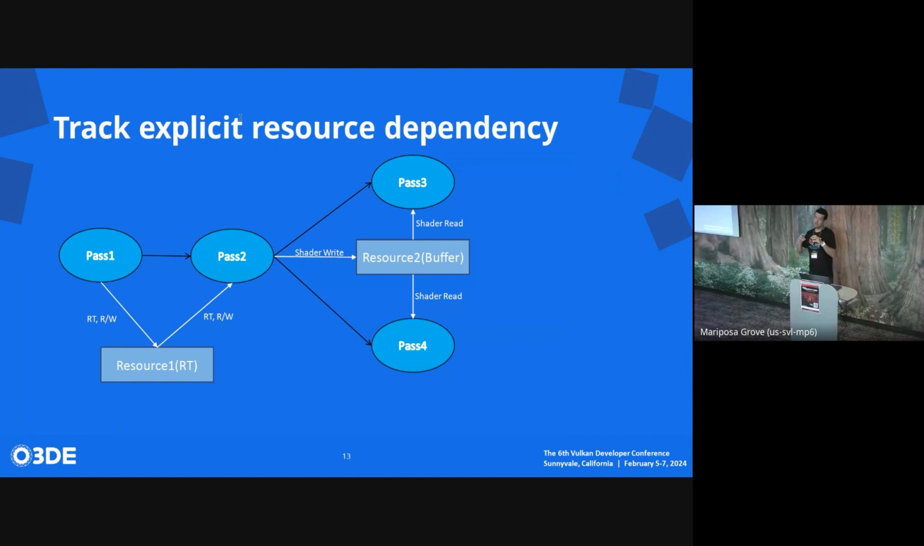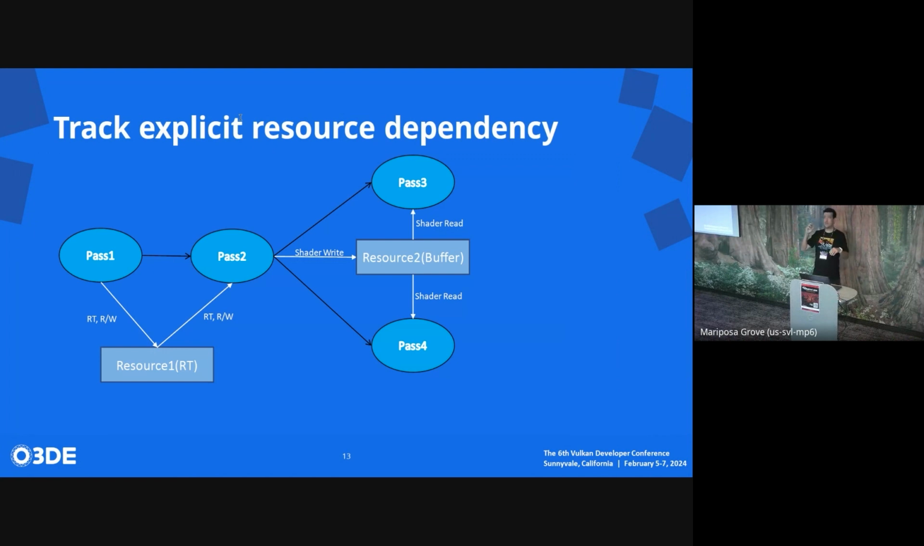So by tracking these resources by each of the passes, we can start building the frame graph. So in this example, we have 4 passes, and we have pass 1 that declares resource 1 to be used as a render target. And also we have pass 2 that also declared usage of that same resource after pass 1. So there's going to be a connection between pass 1 and pass 2 because pass 1 is producing something that pass 2 is going to be using to do its work.